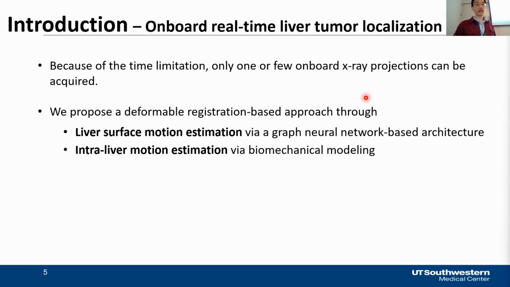Therefore, we propose a deformable registration approach, which replaces the first step, the 2D-3D registration, with a graph-based neural network to estimate the liver surface deformation. Then we combine it with the biomechanical modeling to help us track the liver tumor. This two-step scheme will simplify the complexity of the deep learning model, and the biomechanical modeling will introduce domain knowledge, which can complement intensity-based information from the X-ray projection, and this will improve the registration and localization accuracy.